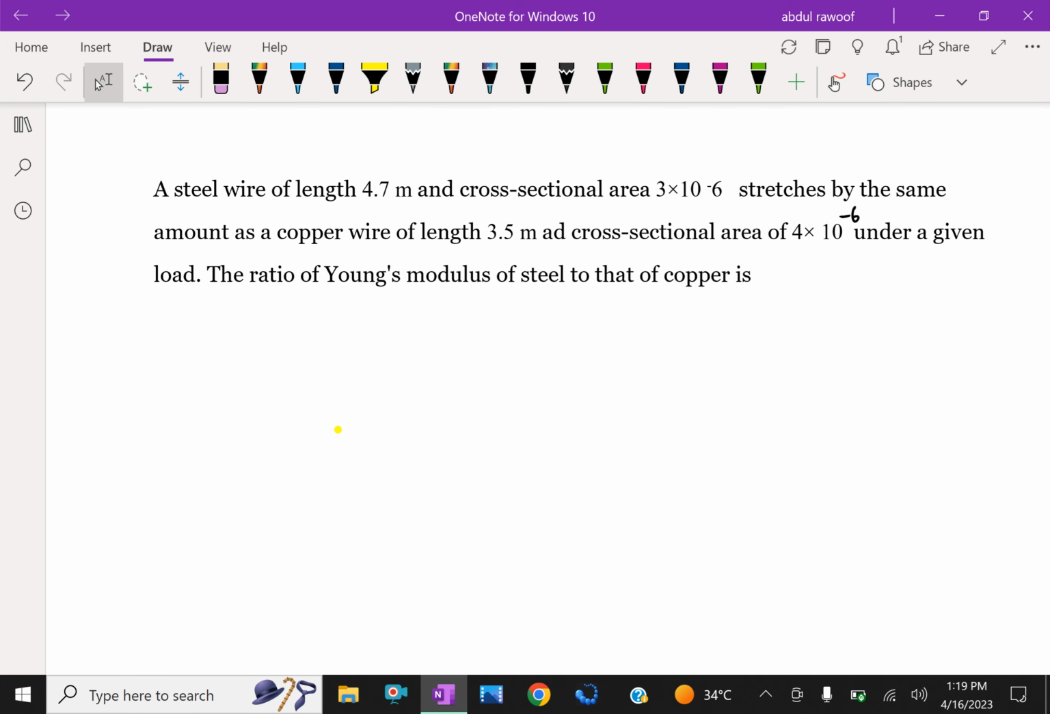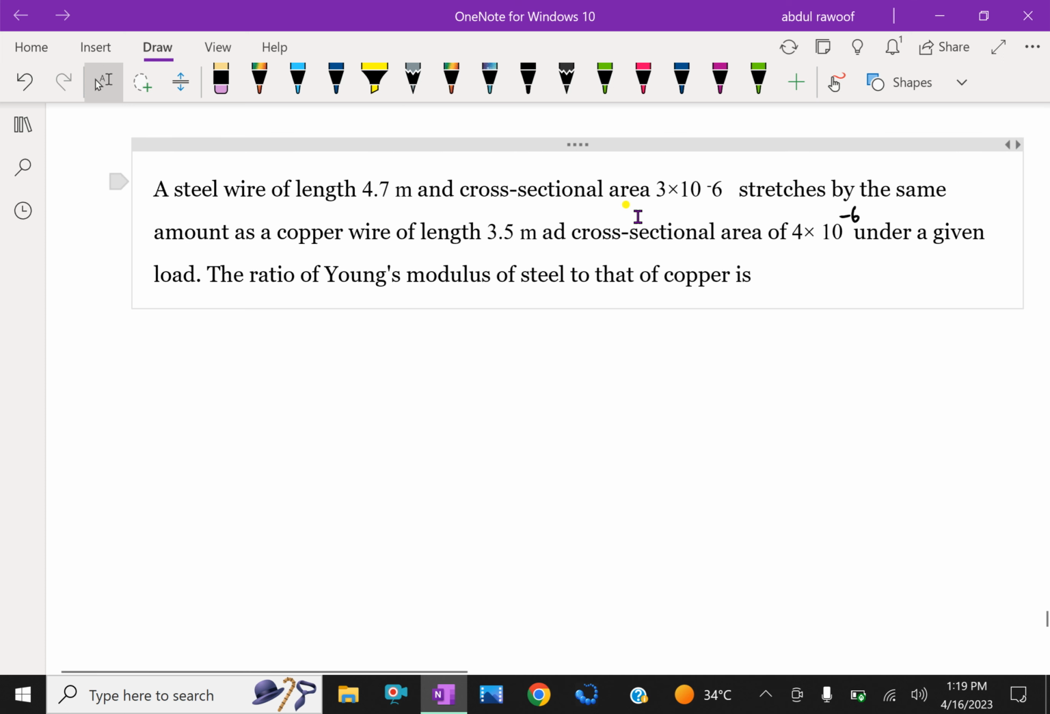A steel wire of length 4.7 meter and cross-sectional area 3 into 10 power minus 6 stretches by the same amount as a copper wire of length 3.5 meter and cross-sectional area 4 into 10 power minus 6 under a given load. We have to find the ratio of the Young's modulus of steel to that of the copper.